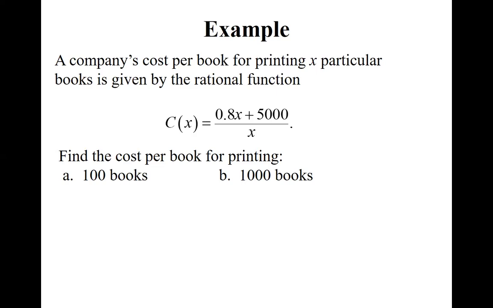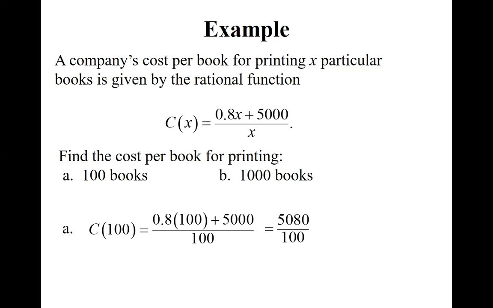A company's cost per book for printing x particular books is given by the rational function C of x equals 0.8x plus 5,000 over x. Find the cost for printing 100 books. Find the cost for printing 1,000 books. For 100 books, x is 100. We're looking for C of 100. Plug 100 in everywhere. 0.8 times 100 plus 5,000 is 5,080. Divided by 100 is $50.80.